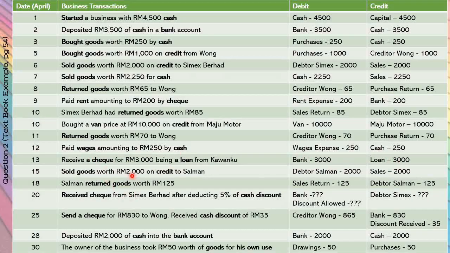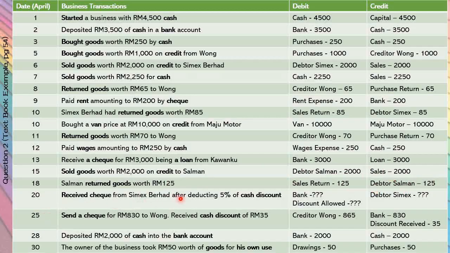So goods worth $2,000 on credit to Salman. So Salman ni adalah kita punya debtor sebab on credit. Salman ambil barang, dia bayar kemudian. So debit Salman, debtor Salman, credit sales. Ya, revenue bertambah ya, credit lah. Lepas tu Salman pulang barang 125. Ni adalah sales return. Sales return mengurangkan revenue. So debit sales return, credit Salman.